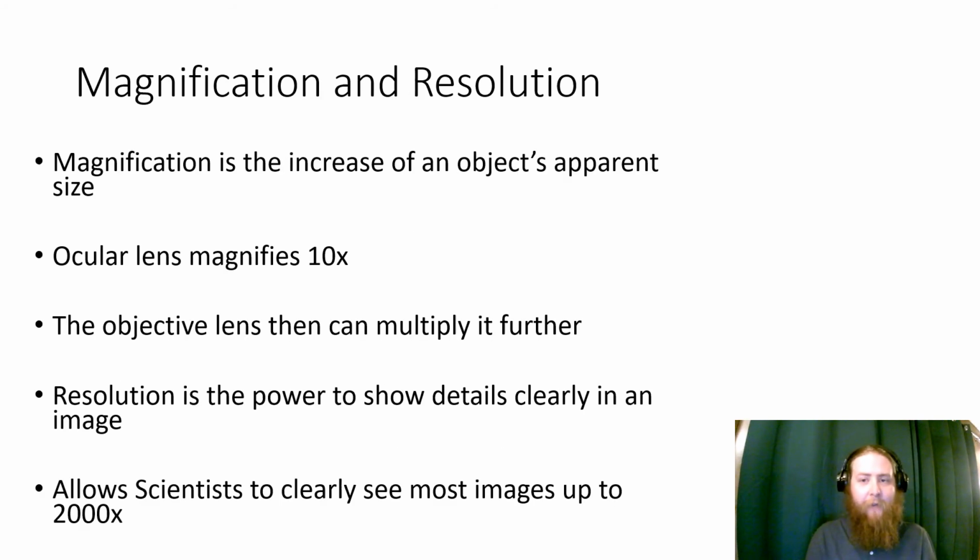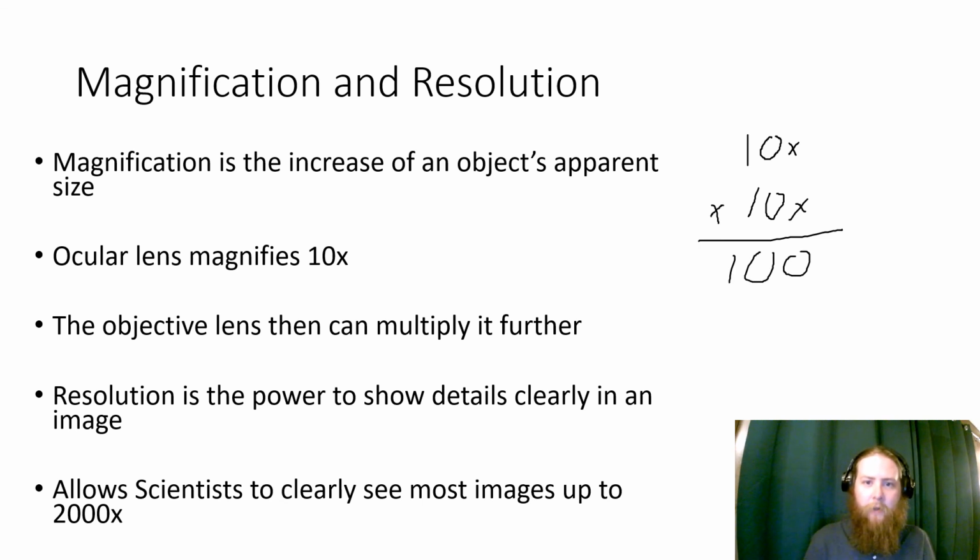All right, so now we're going to talk about magnification and resolution, and they are related, but they are not the same. Magnification is the increase of an object's apparent size. So the ocular lens starts at 10 times magnification. And then the objective lens multiplies it further. So if your ocular lens is at 10 times and your objective lens is at 10 times, you multiply these together and you get 100 times the normal magnification. So if you use the 40 times objective lens, instead of getting 100 times magnification, now you're getting 400 times the magnification of just the regular lens.